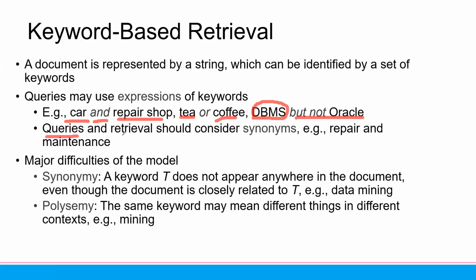So the queries and retrieval should consider synonyms. For example, I know repair. Repair is a synonym of maintenance. So if I use the word repair, then the system should also give results with the word maintenance, because they are synonyms.